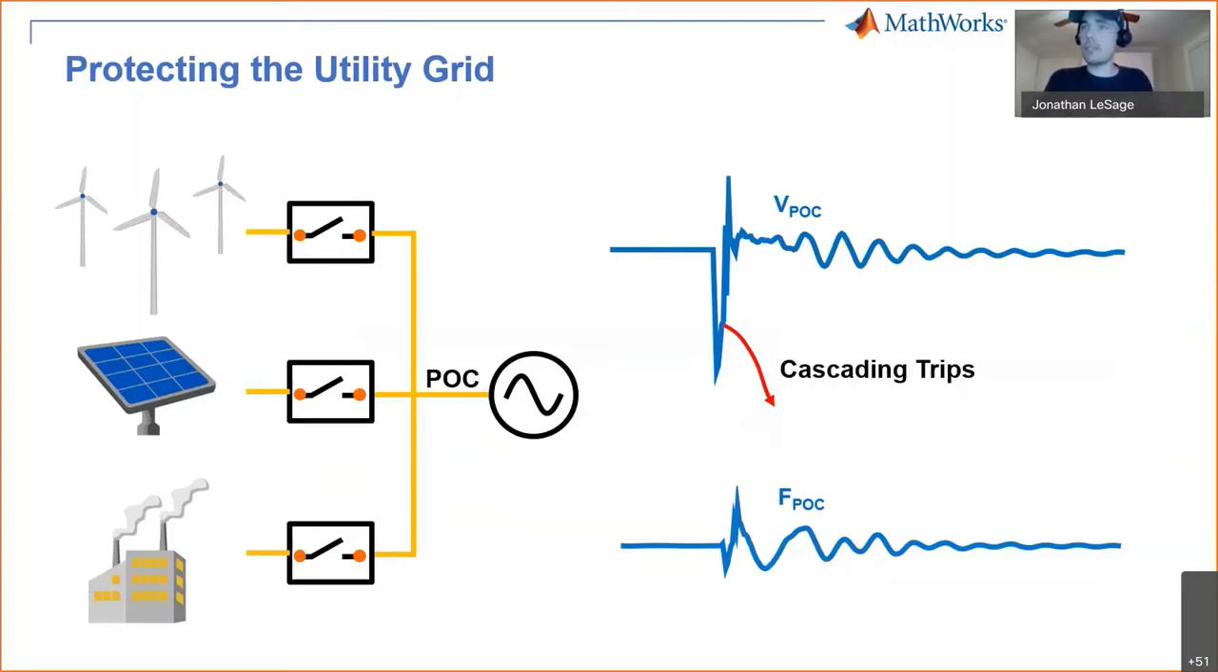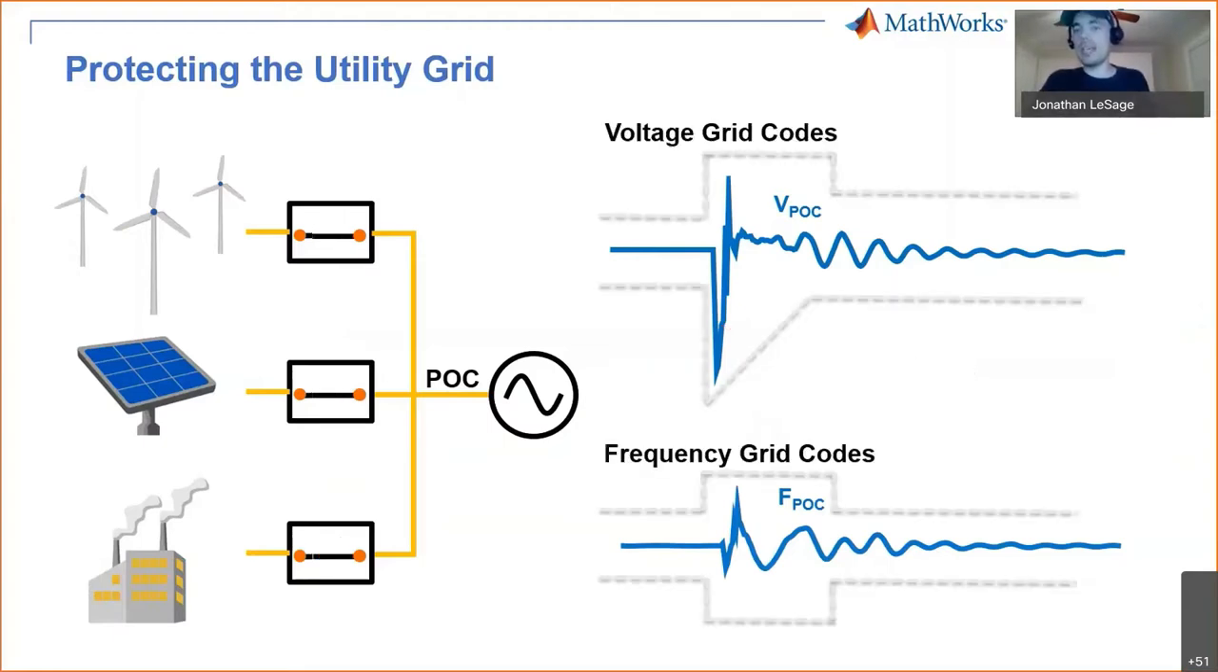If everything trips at the same time, that's going to further cascade that problem. And now we're going to have potentially a widespread blackout situation, right? And so what grid codes basically say is, under certain conditions, you need to remain connected to the grid. You need to do things like provide reactive power to stabilize the situation and not make it worse by disconnecting.